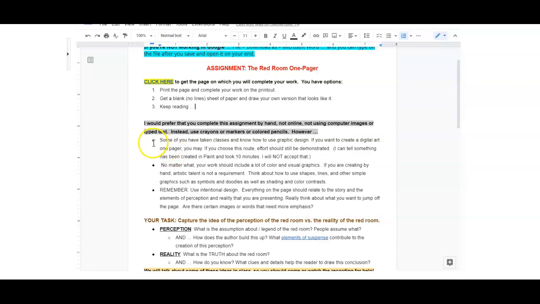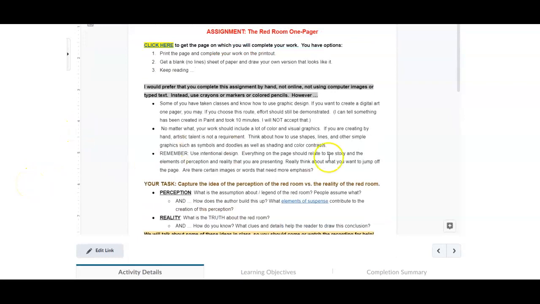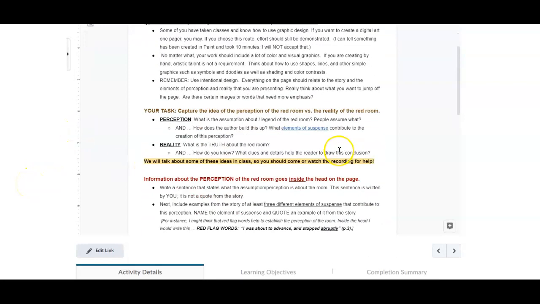If you are creating by hand, artistic talent is not required. Think about how to use shapes, lines, and other simple graphics such as symbols and doodles, as well as shading and other color and contrasts. But remember, you need to have intentional design here. Everything on the page should relate to the story and the elements of perception and reality that you are presenting. Really think about what you want to jump off the page. Are there certain images or words that need more emphasis?